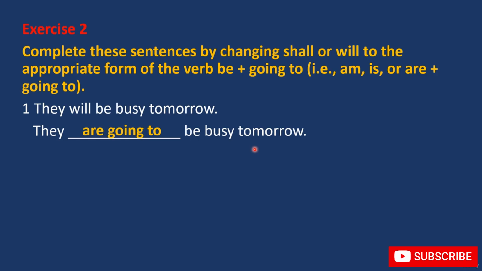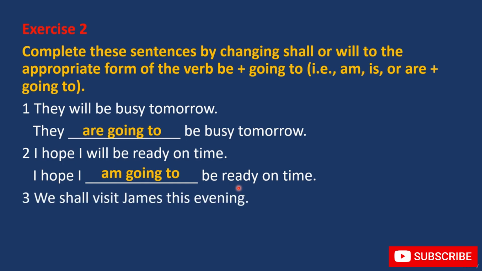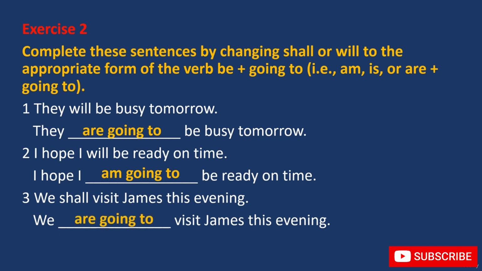I need you to think of the other sentences before you see the answers. I hope I'll be ready on time. I hope I be ready on time. Yes, I need to use am or is or are plus going to. Great. I hope I am going to be ready on time. We shall visit James this evening. Excellent. We are going to visit James this evening. All of you are great.